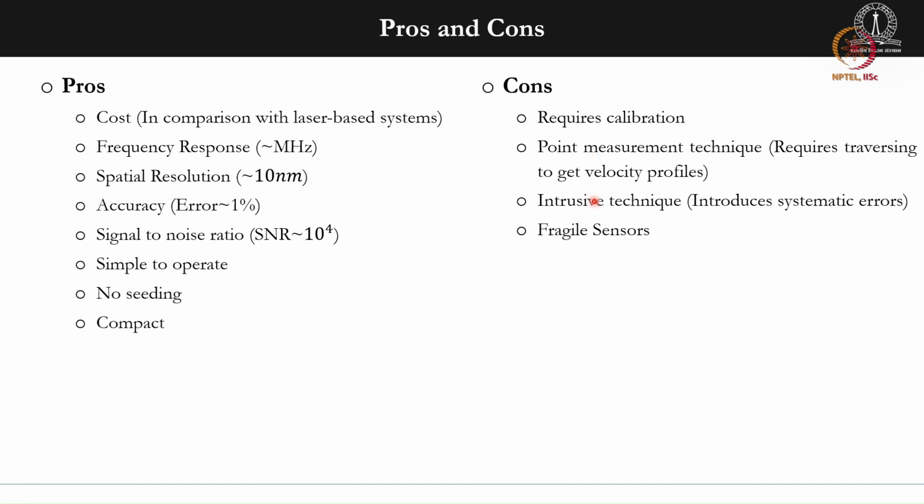Also, the hot wire anemometer technique is intrusive in nature, and that can introduce the additional systematic errors that we saw previously. The sensors used in hot wire anemometers are also very fragile, and require very careful handling. So overall, hot wire anemometers have both pros and cons in comparison with PIV, and they are usually used in different settings.